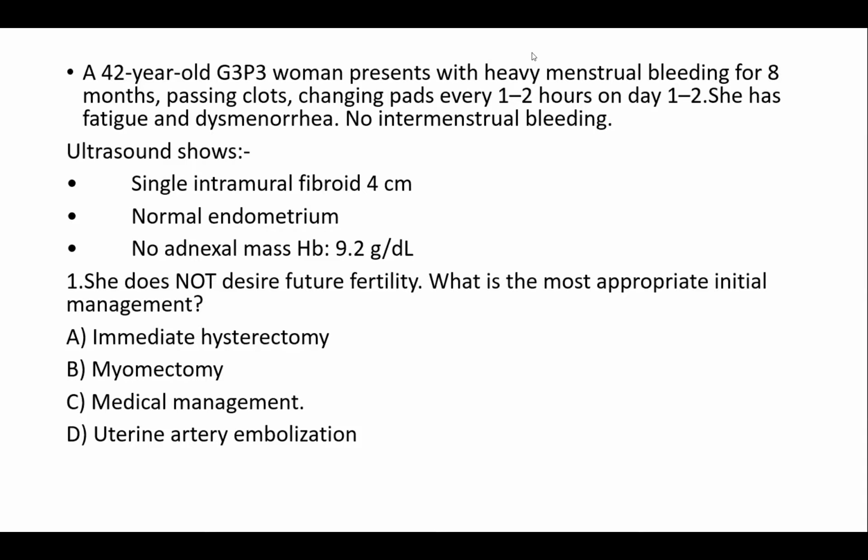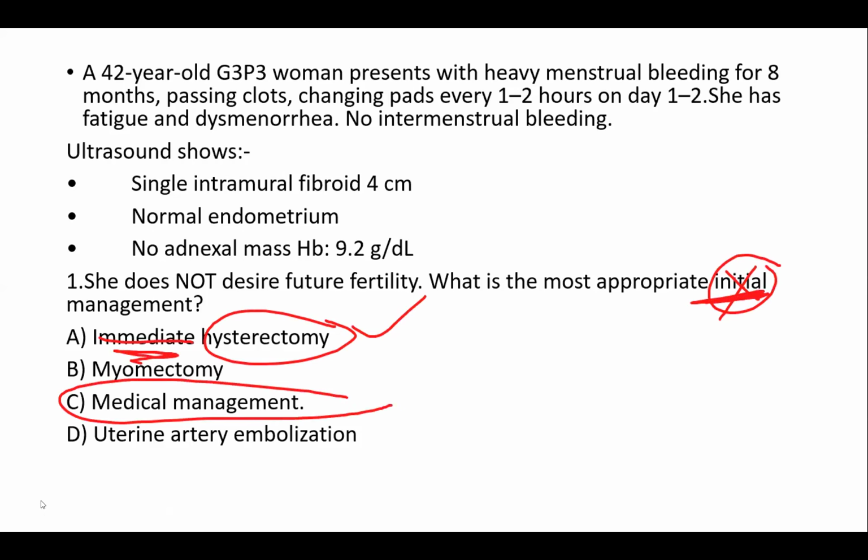She does not desire future fertility, and the question asks for appropriate initial management. Okay, initial management would be what, dear? Medical management, ma'am. Simple thing. If they skipped this initial, the most appropriate management would be hysterectomy, but not immediate. Here they are asking initial and they have given immediate, so immediate cannot be done. Initial will always be medical management if the patient is hemodynamically stable. This patient is hemodynamically stable, right?